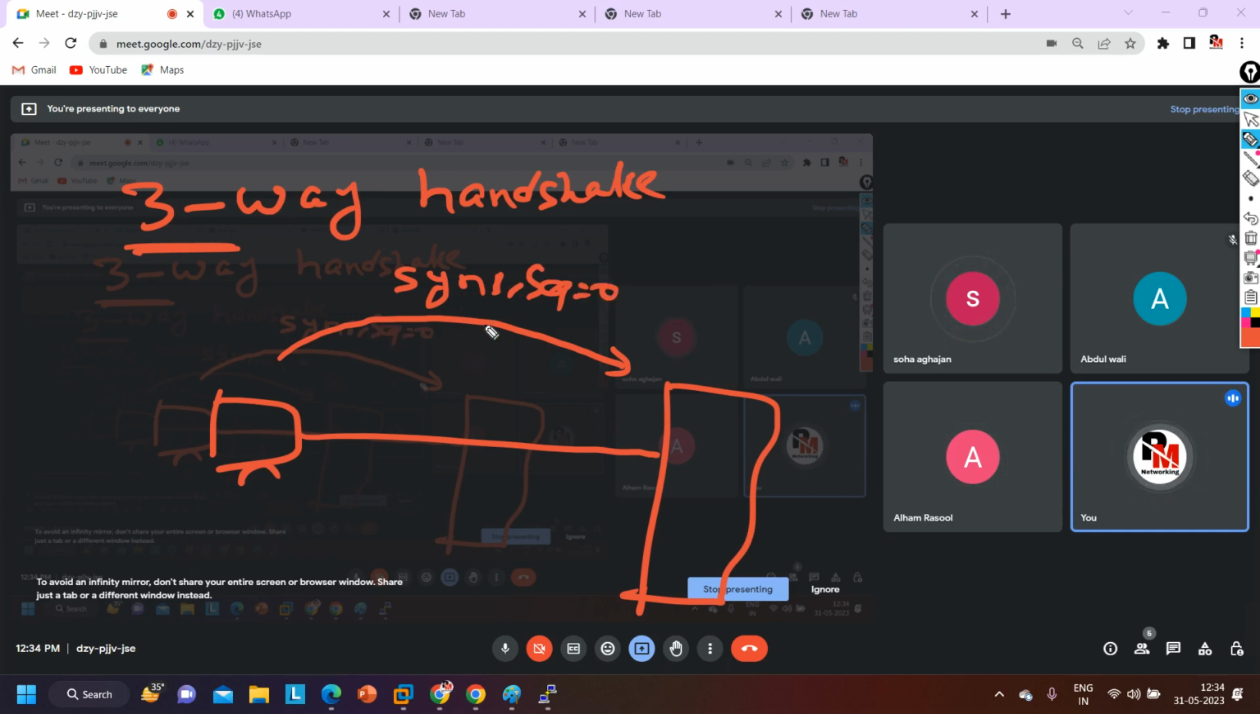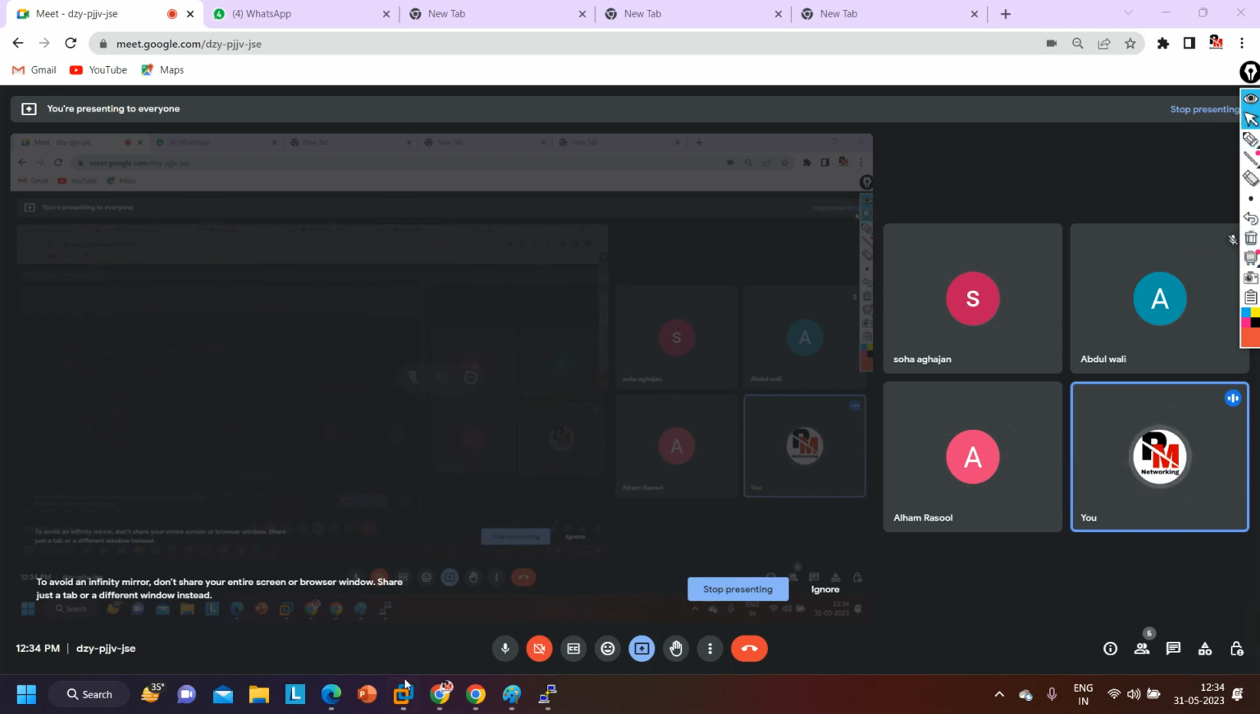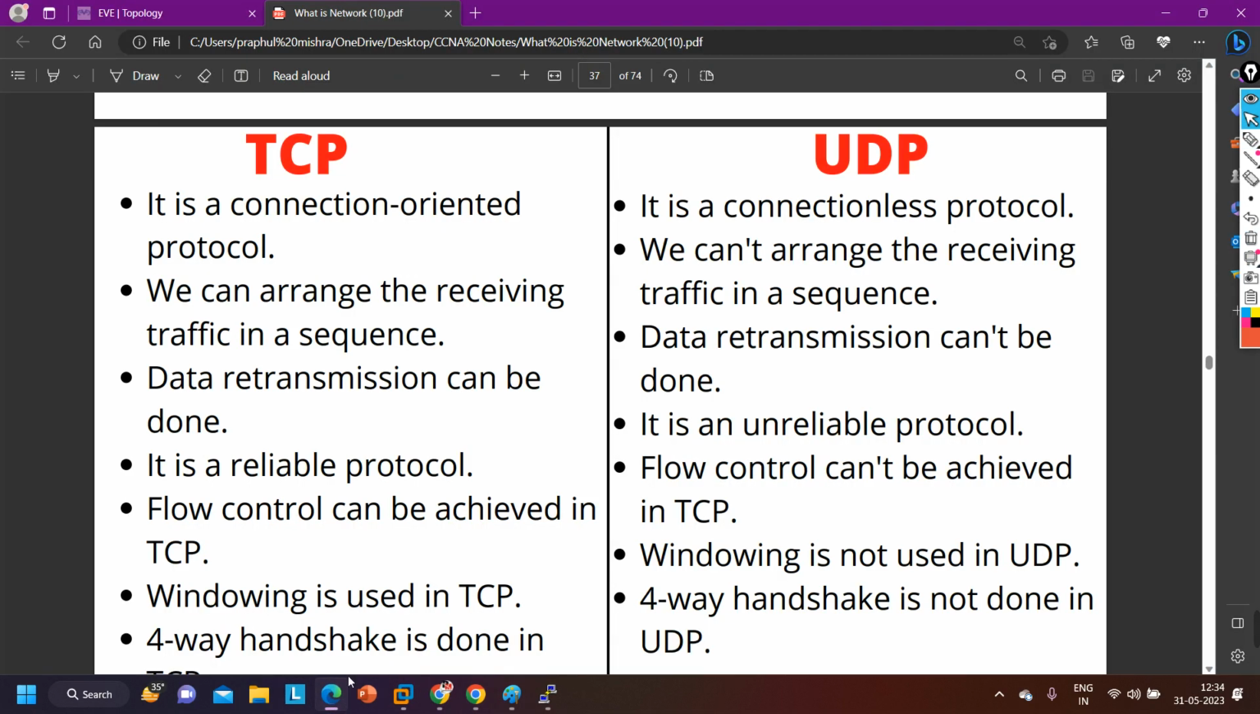When the server receives this message, it will give the acknowledgement. It will send its own SYN message as well, SYN with sequence number 0, and it will give acknowledgement with acknowledgement number 1. Then the PC will send what? Acknowledgement, with acknowledgement number 1. This is the three-way handshake. With the help of the three-way handshake, routers are performing what? A logical connection.